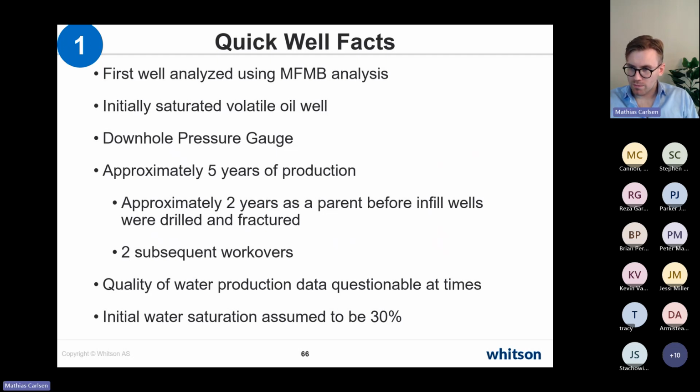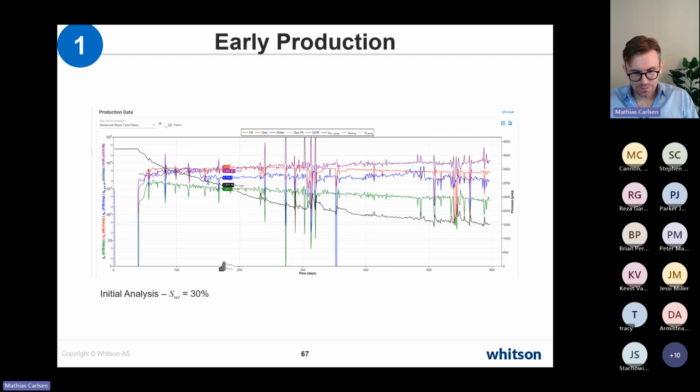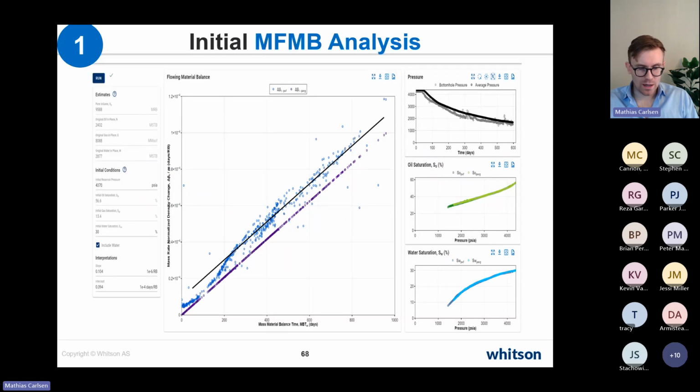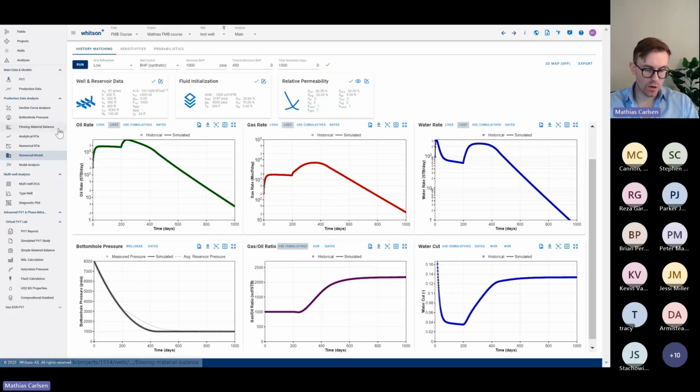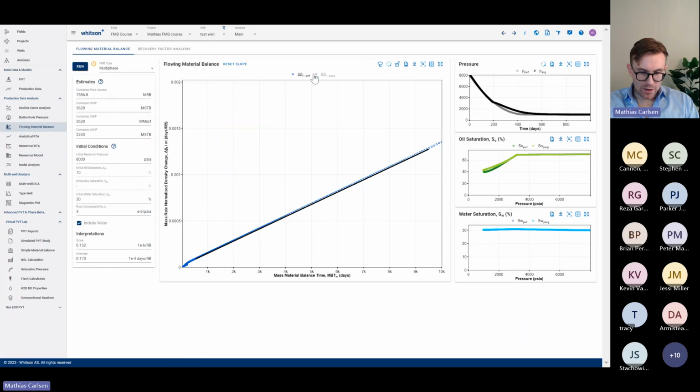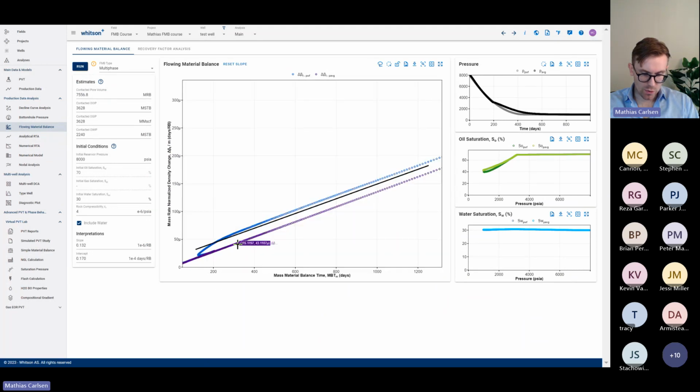As I mentioned, we focused on the first 600 days. Initial water saturation is 30%. And this is how their analysis came through when they did their interpretation. What you'll see here that I haven't shown you yet is there's an option to add on this purple curve in the software. It's a little bit hard to see here, but I can just zoom in. You'll see there's a purple curve, and that purple curve will go through the origin, so around 0.